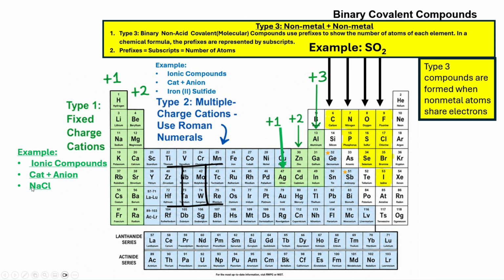Looking at the overall, type 1 has a fixed charge cation. A type 2 also has a cation, but with multiple charges. And a type 3 consists of two different nonmetals, such as the example that we have here at the top, sulfur dioxide.